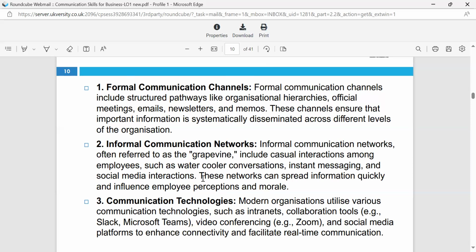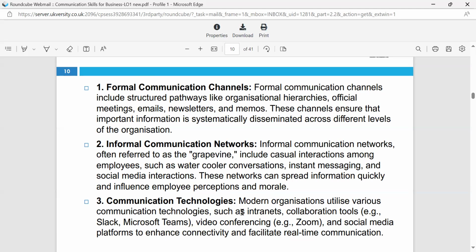So then we have communication technologies, also known as information technologies, and it refers to the equipment and programs that are used to process communication, such as intranets and collaboration tools. It may be video conferencing, things like Zoom, Microsoft Teams, social media, and it's a way of connecting in real life communication.